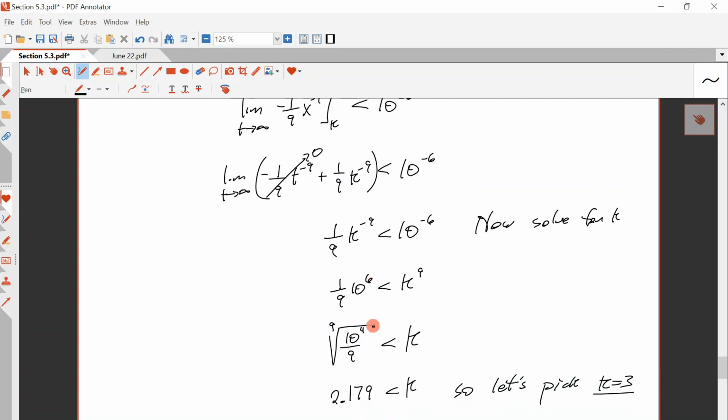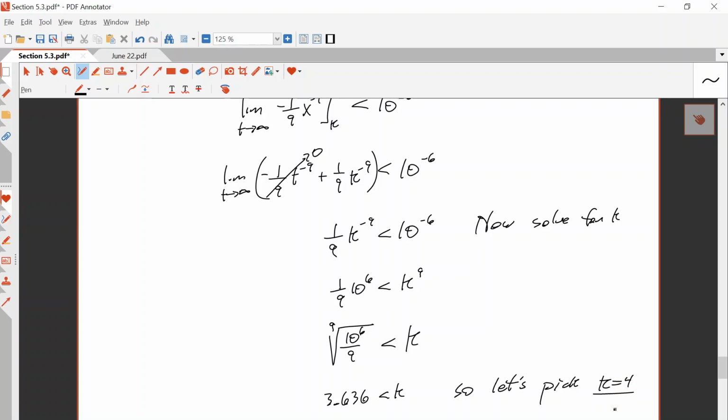So then this is 10 to the 6, which is 1,000,000. And then we're going to take the 9th root of that. 1, 2, 3, 4, 5, 6 divided by 9. So 3.636. So let's pick k equal to 4.